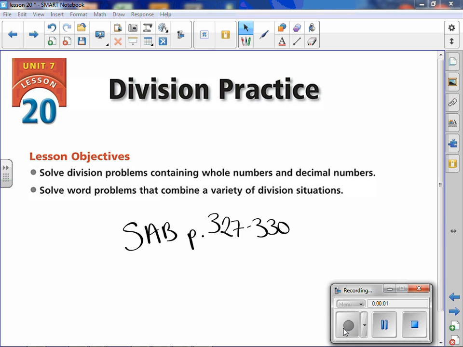Unit 7, Lesson 20, we're going to be looking at division practice. We're going to answer a puzzled penguin question, and then I'm going to go over just a couple of division problems, think through those, and then there is a quiz for you to take on this, so you can stop the video whenever. If you're feeling confident, I want you to at least answer puzzled penguin and go on. Do a few division problems and then try the quiz. So SAB page 327 through 330.